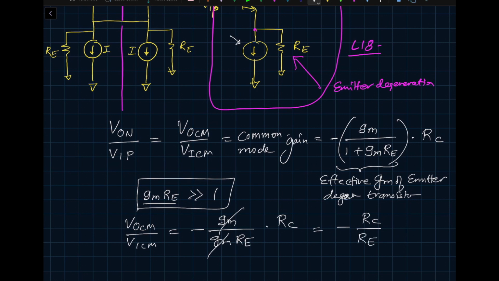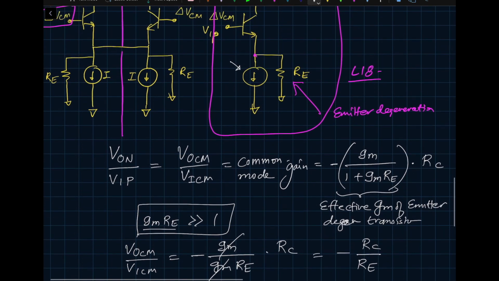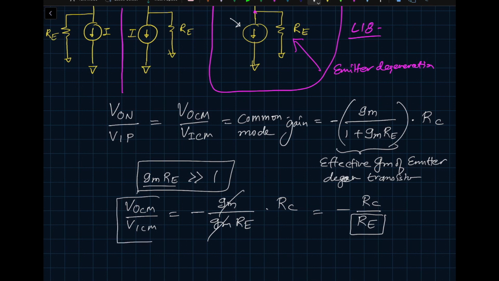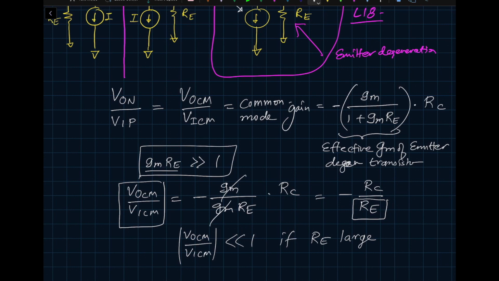What does this tell you? What is the insight here? The insight here is that if my current source is of good quality, which means my current source output resistance is high, then my common mode gain, which is VOCM divided by VICM, should be much less than 1 if RE is really large. And this kind of makes sense, right? If you have an ideal current source, RE will be infinite, and then your common mode gain, as we just went through in the analysis before, is 0.